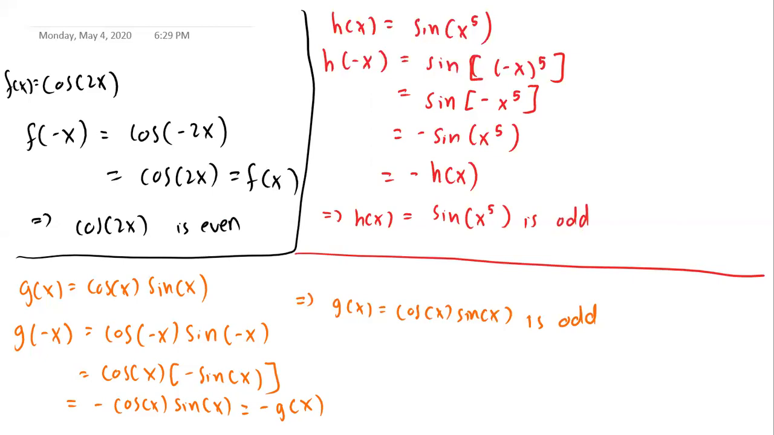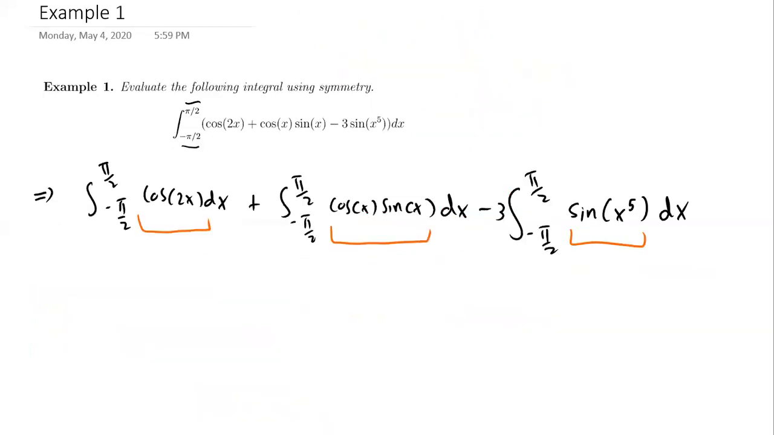And again, that's how you work stuff like this, right? That's the property. You just plug in negative x, simplify, and check whether you get the original function or the negative of the original function. What does that mean about our integrals?